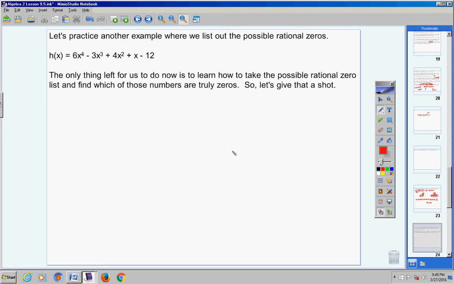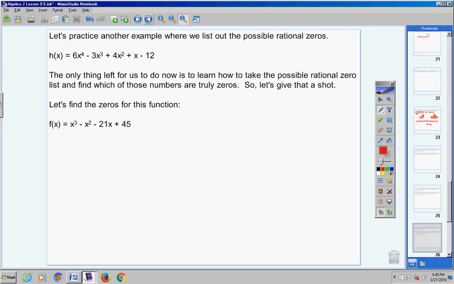Let's do that. So here we go. Let's give this a shot. It's going to be tough. Let's see if we can do it. Let's find the zeros for this function. Copy that in your notes, please.